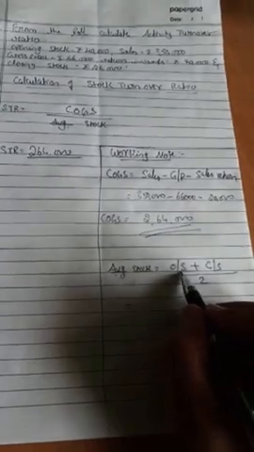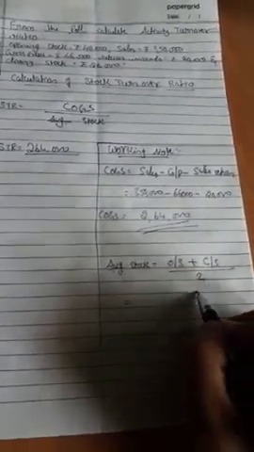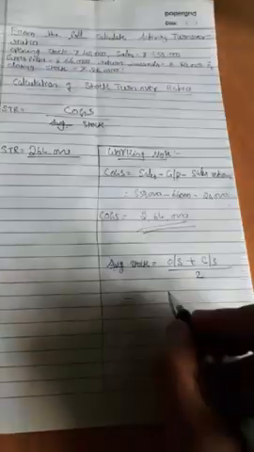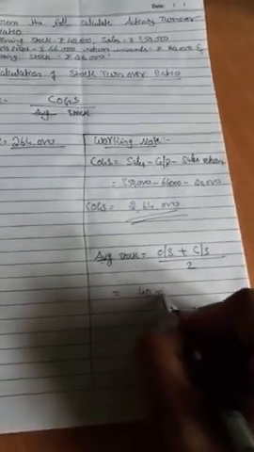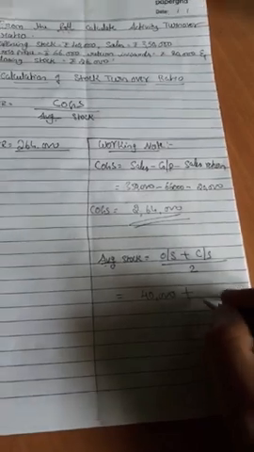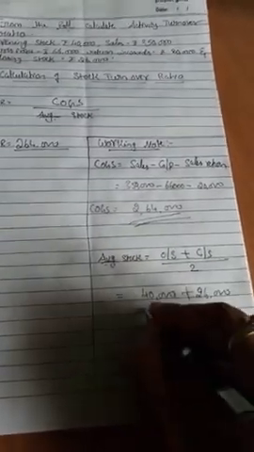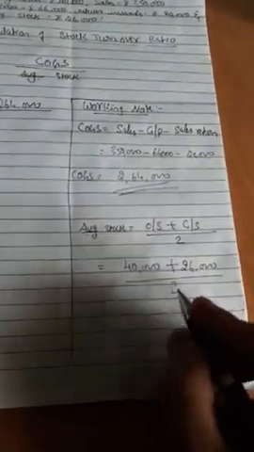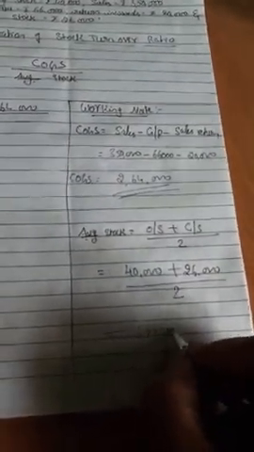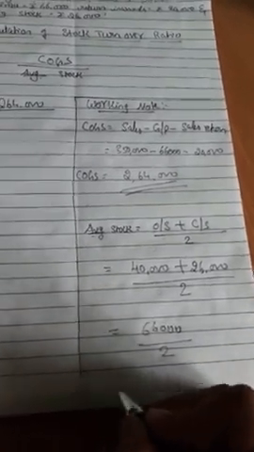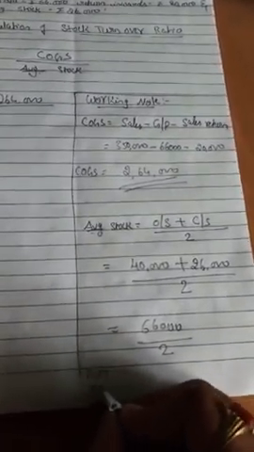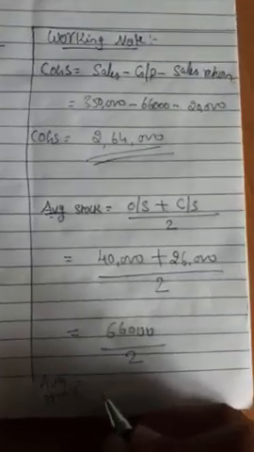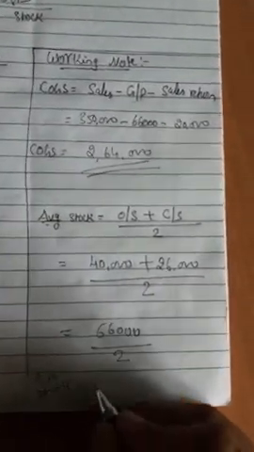But we don't know the value of average stock. So how to calculate this average stock? Average stock equals opening stock plus closing stock divided by 2. The opening stock, what they have mentioned, is 40,000, plus the closing stock is 26,000, all divided by 2. Now the value, that is 66,000, divided by 2. Hence the average stock will be 33,000.